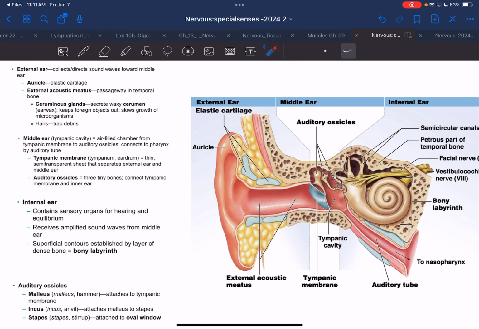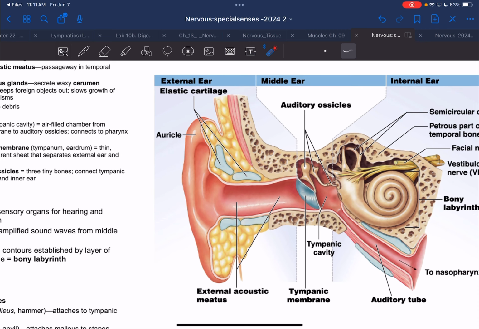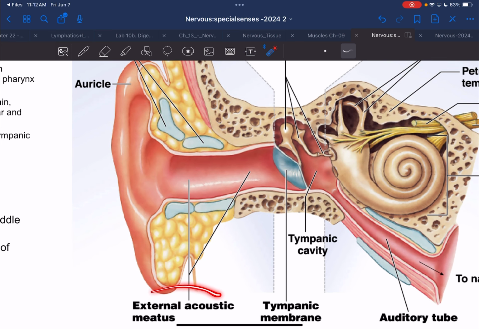And so we start out with the outside of the ear, which is the external ear. You have your auricle, which is like a satellite dish, and it actually concentrates sound. And then those sound waves will travel through the external acoustic meatus, which is the opening in the skull that you learned about in the skeletal system.